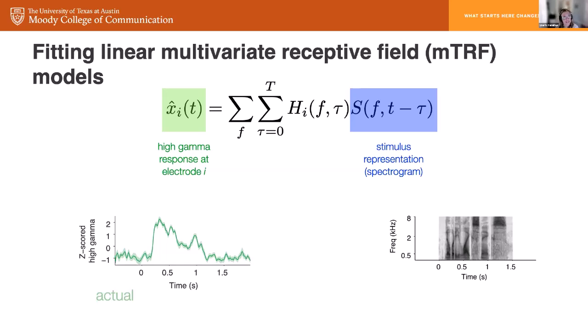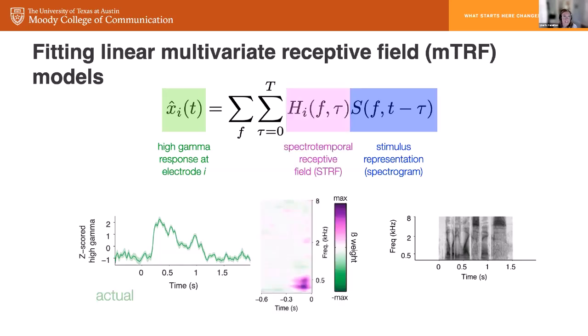And then you actually solve this equation, and you can do this using a number of different techniques. The one that I use most often is ridge regression, and you get this H matrix. And this is the receptive field itself. And so this is going to have dimensions of features by time delays tau. And in this case, I'm showing you an example of a receptive field that is for spectrotemporal information. And so here we have the frequencies on the y-axis and the time delay on the left.